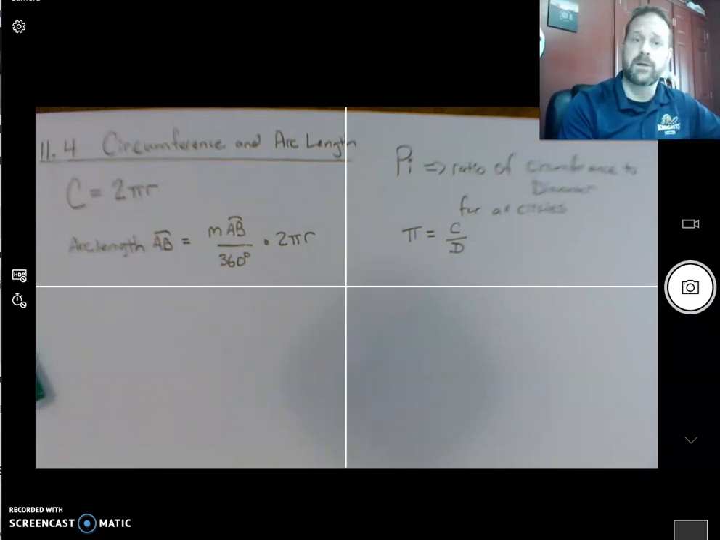We are dealing with 11.4, circumference and arc length. Again, I know we haven't done, I say again because I just did 11.5. I felt like doing area first, but now I'm doing circumference and arc length, doing it backwards. We haven't dealt with circles.